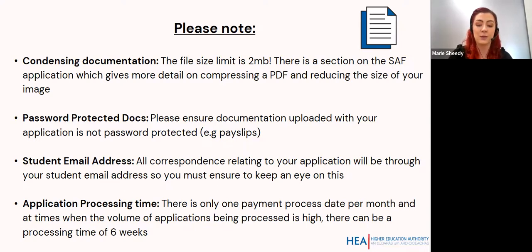And finally, application processing time. So as there is a huge volume of applications and students in financial difficulty at the moment, there is a very large volume of applications coming in daily. And there is a limited number of assessors on the SAF committee. So there can be a delay in when you submit your application to when you hear if it has been successful or unsuccessful. And that can take 4 to 6 weeks, with payment then happening after that if you are successful. So please do bear with us, as there is a significant delay at the moment due to the volume of applications received.